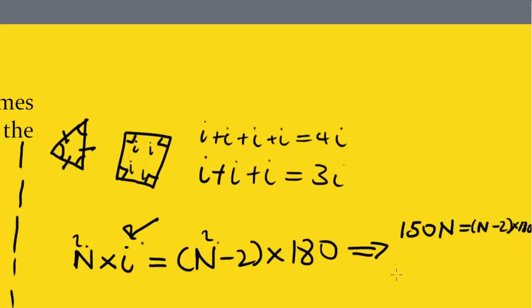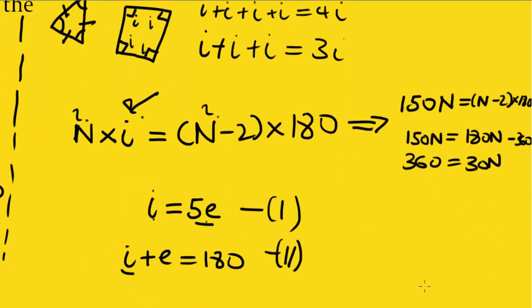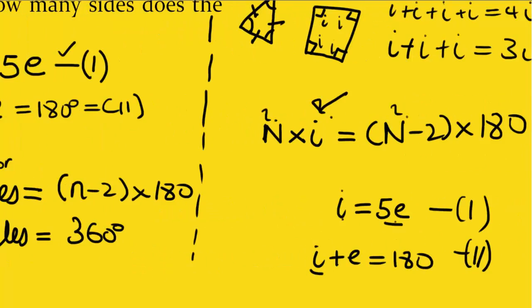So let's go: 150n equals 180n minus 360, which gives 360 is 30n, and simplifying gives 12 equals n. So n is 12. So the regular polygon has 12 sides. There's an easier way to solve this question, and I'm going to show that below.